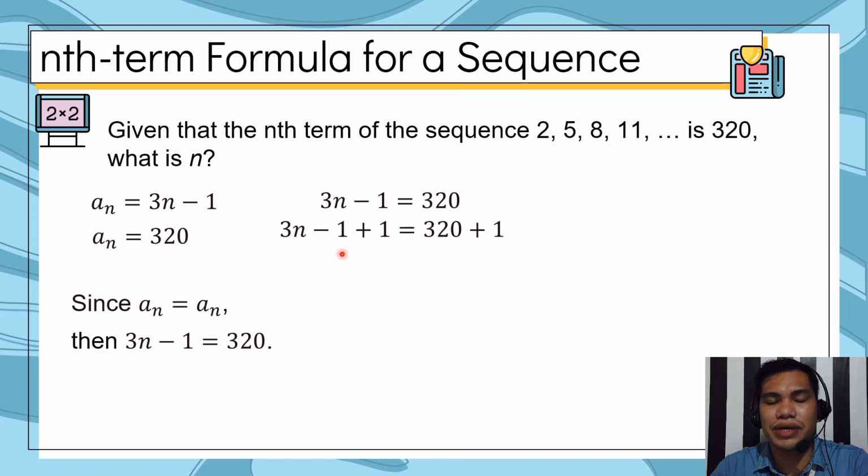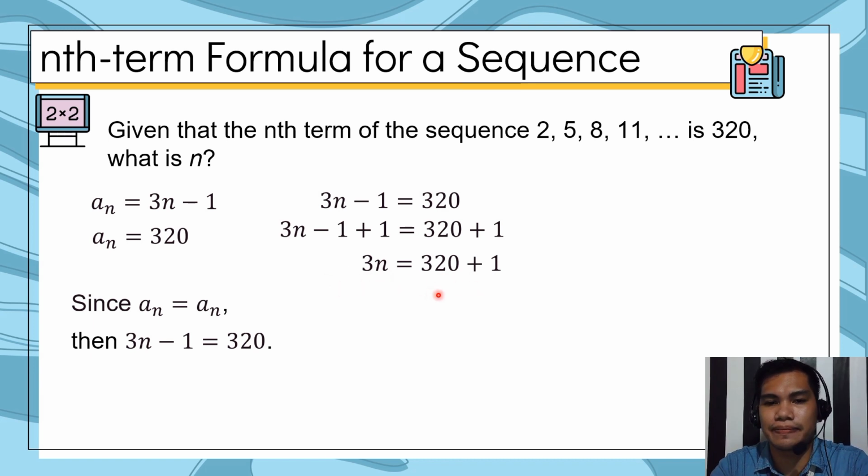So 3n minus 1 plus 1. What is the purpose of plus 1? So that minus 1 and plus 1 become zero. When it becomes zero, what remains on the left side of the equation will be 3n. Since I added 1 on this side of the equation, I add 1 on the other side. Again, that is the addition property of equality, not transposition. So we have 3n minus 1 plus 1. Minus 1 plus 1 becomes zero, so what remains on that side is 3n. On the other side, 320 plus 1, of course, is 321. Right? Again, this part is not transposition, it is the addition property of equality.